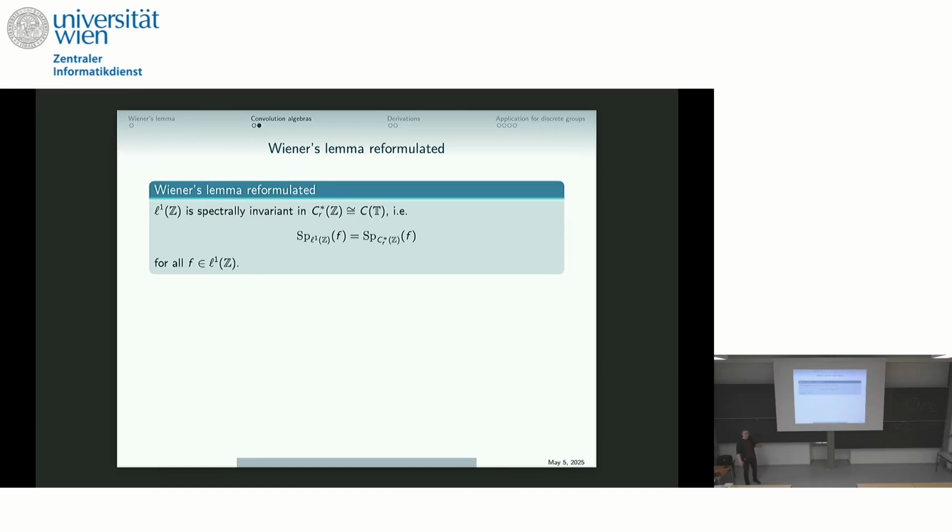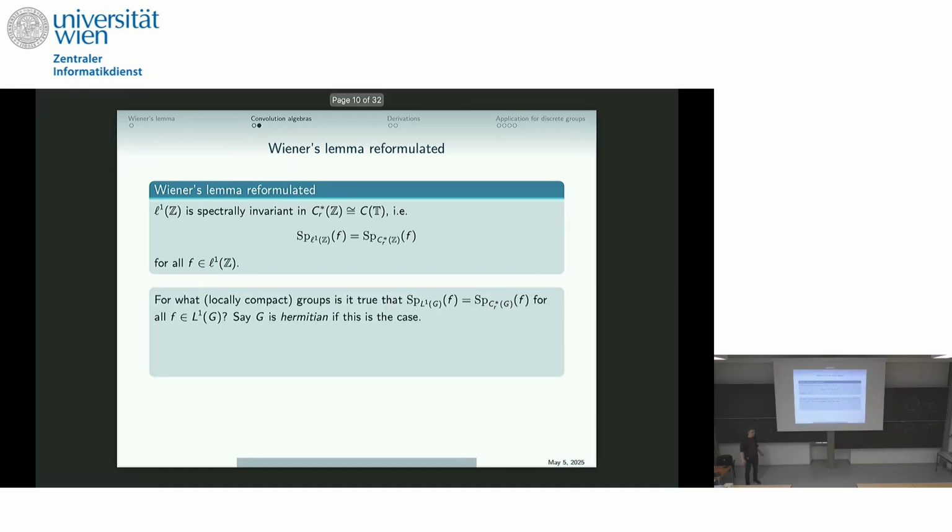But unlike Wiener's lemma stated on the first slide, this question makes a lot of sense in a more general context. So I can ask the question: for what potentially locally compact, but we'll stick to discrete for the sake of exposition, for what potentially locally compact groups is it true that I have this spectral invariance condition? And if I have this spectral invariance condition, I will say that G is Hermitian.